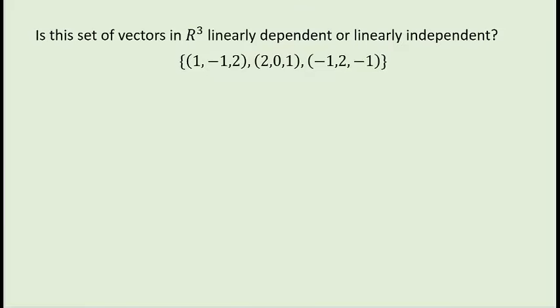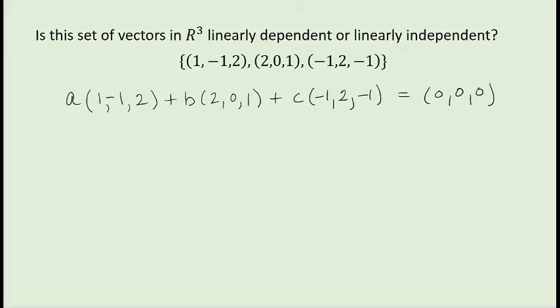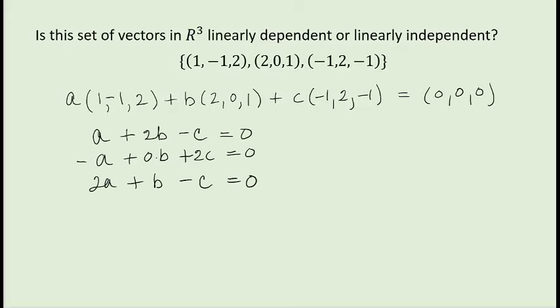In this first example, we ask whether these three vectors from R3 are linearly dependent or linearly independent. To find the answer, we set up the following equation. We ask if we can write a linear combination of these three vectors and get the zero vector. Now see how this results in the following system of equations. Multiplying these out, we get three equations in a, b, and c.